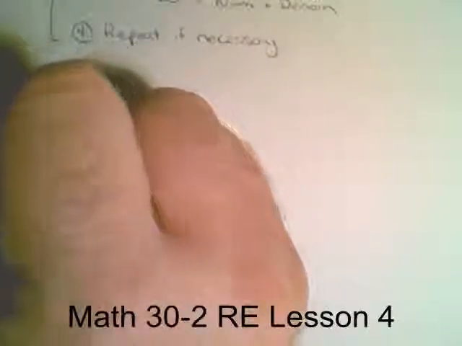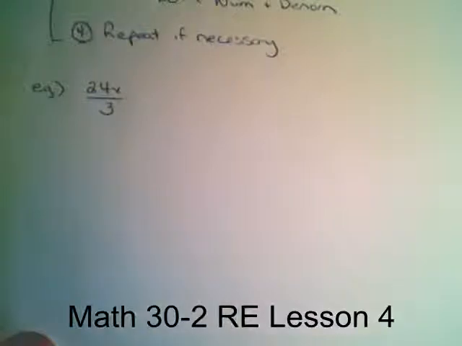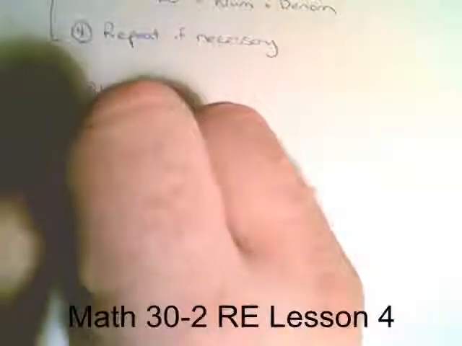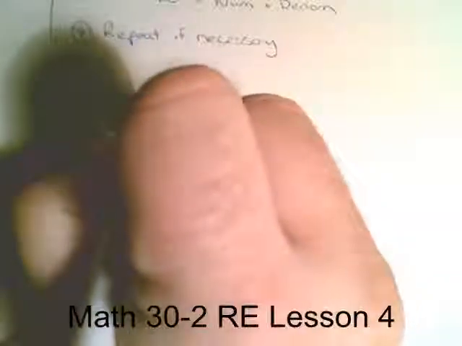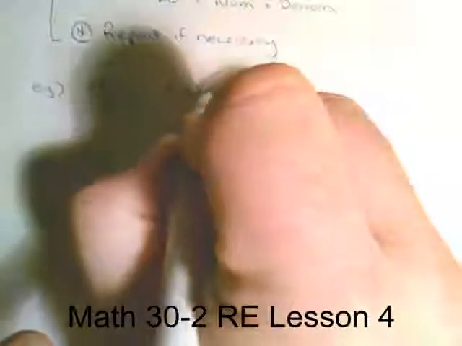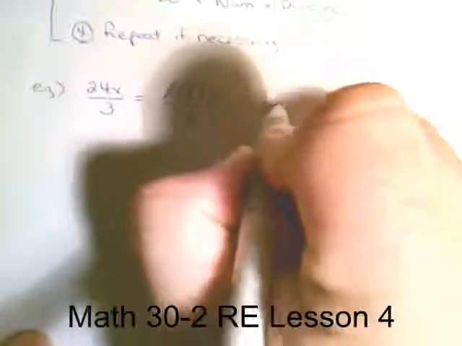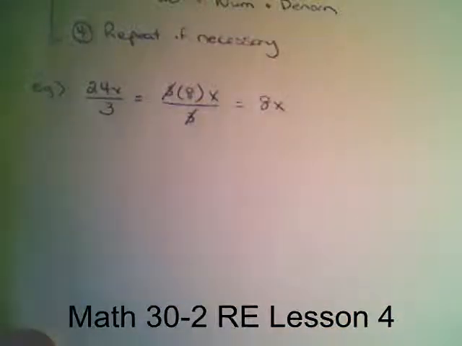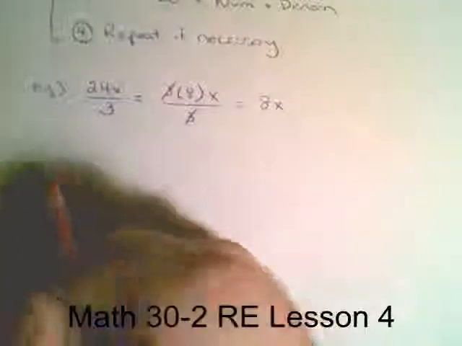So you can start with some simple ones, for example, 24x over 3. This is an absolutely simple one. You start factoring this down, and you can say that it's 3 times 8, there's your 24, and the x over 3. And you say, well, the 3's cancel, so this reduces to 8x.